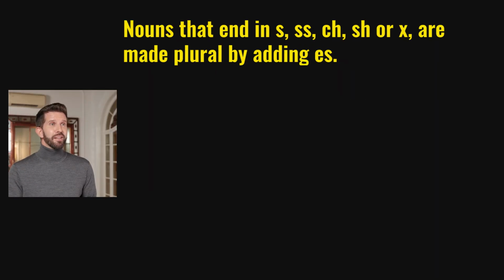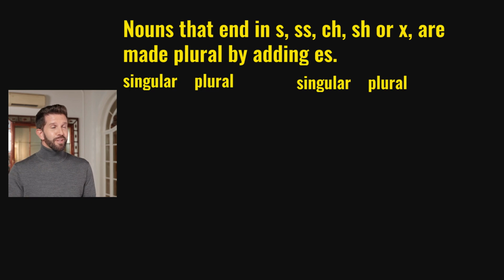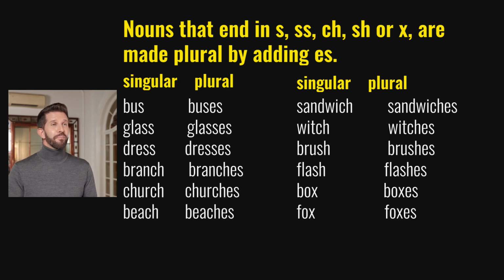Nouns that end in s, ss, ch, sh, or x are made plural by adding es. For example, bus, buses, glass, glasses, dress, dresses, branch, branches, church, churches, beach, beaches, and so on.